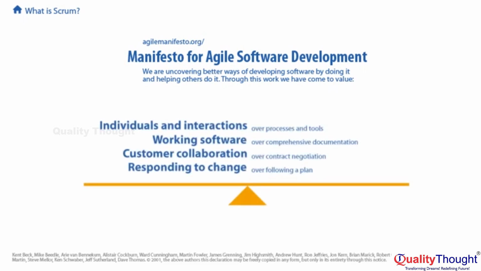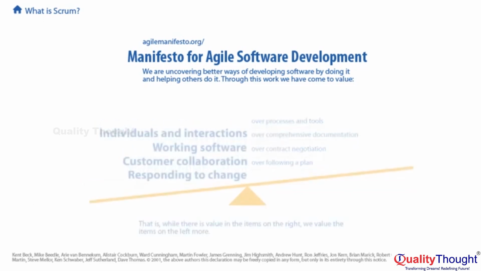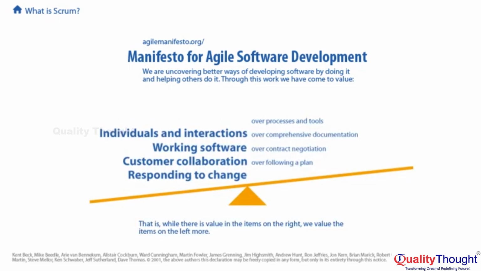Scrum is associated with the Agile movement described at agilemanifesto.org. We value individuals and interactions over processes and tools, working software over comprehensive documentation, customer collaboration over contract negotiation, and responding to change over following a plan. This doesn't mean we don't value the things on the right. We do value the things on the left more.